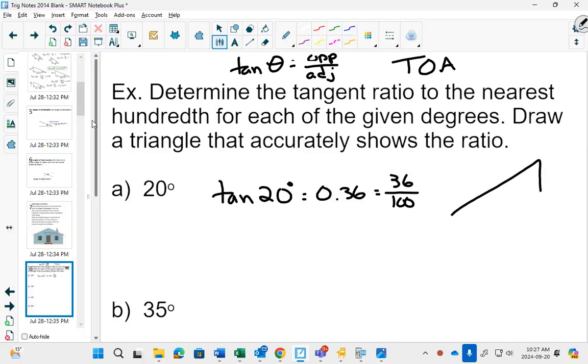So when you go to draw this triangle, you draw a right angle. Somewhere you need to put 20 degrees, right? So I could put the 20 degrees here because it looks like that's the smaller one. And then my opposite side would be 36. My adjacent side would be 100. But somebody else says, oh, don't we always have to reduce fractions? And they reduce this to 9 over 25.